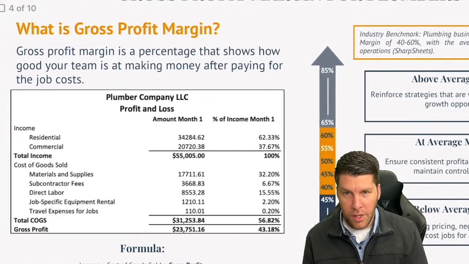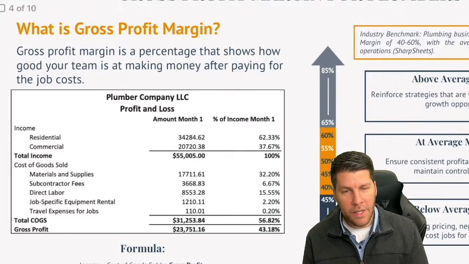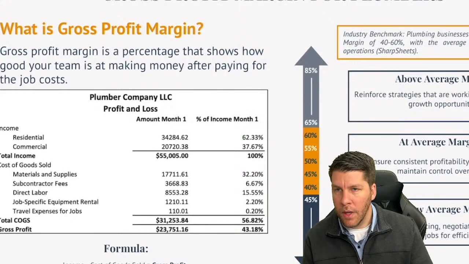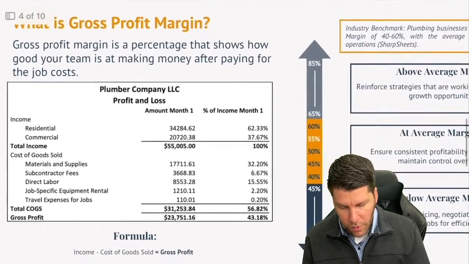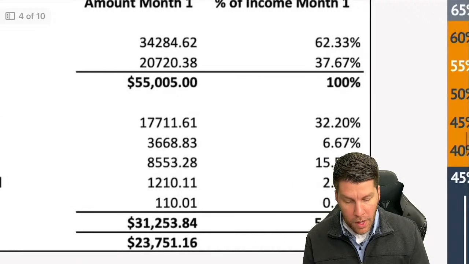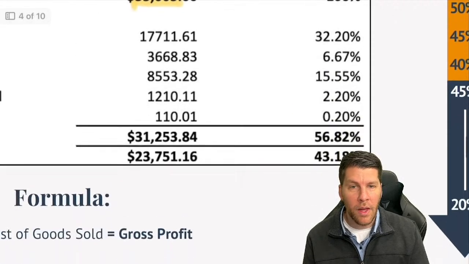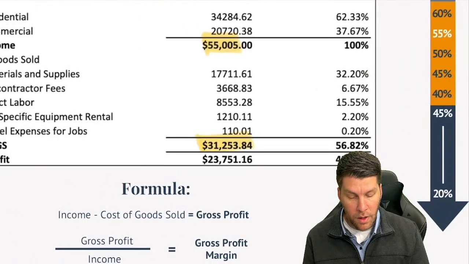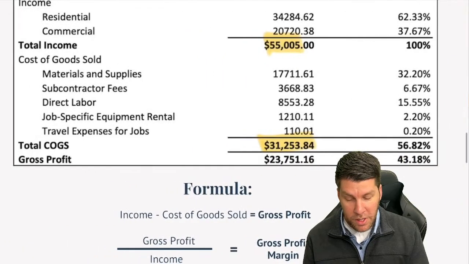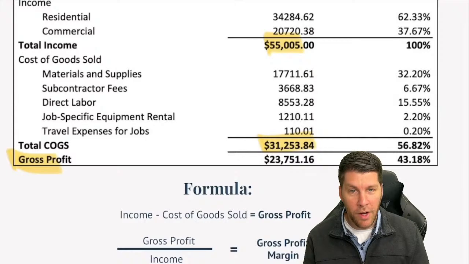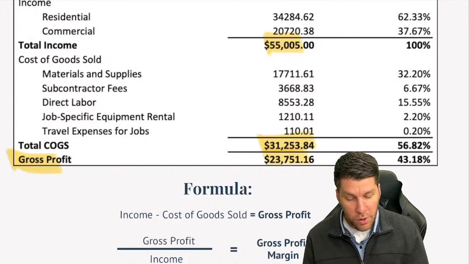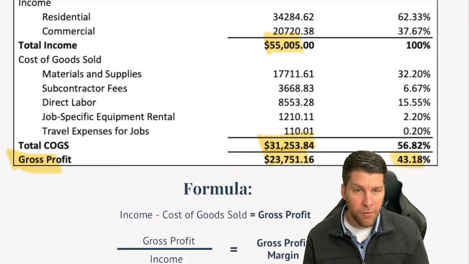So the gross profit margin is the percentage of the job. It's basically your gross profit, but shown as a percentage of the total income. If we go down here, we can see we have our total income, the $55,005, and then we have the total COGS, which is the $31,000, and then we have the gross profit, which is another line inside of your profit and loss. Your gross profit is the $23,000 right up there, which then leaves your gross profit margin at 43%.